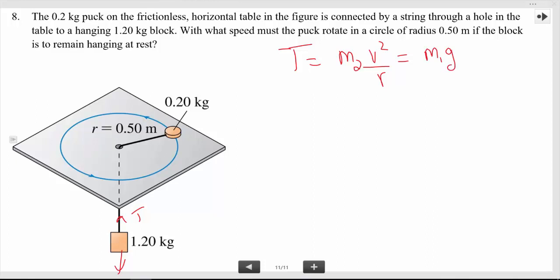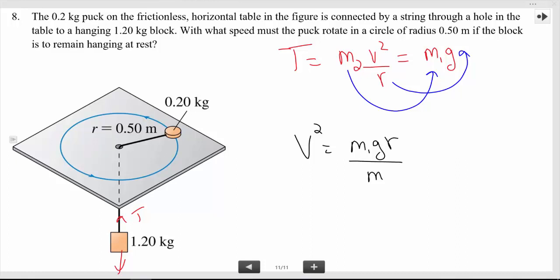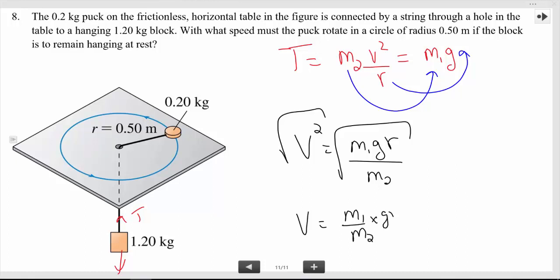Okay. So let's find the speed now. Do a little bit of algebra. We would bring R up here, and then we would bring M2 down here. So v squared would equal M1 G times R divided by M2. Okay. So v, we take the square root. v is equal to the square root of M1 over M2 times G R.